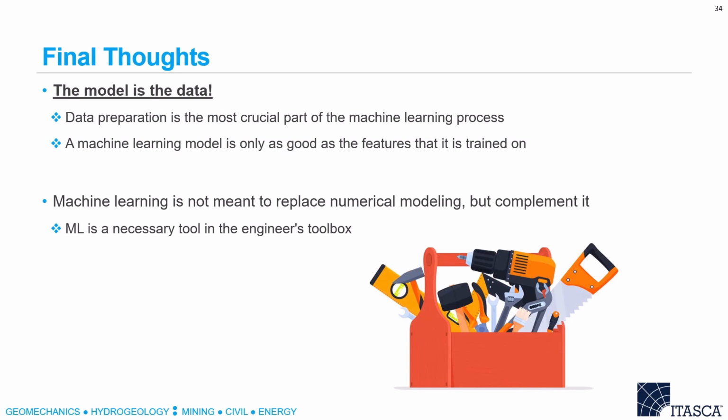And finally, machine learning is not meant to replace numerical modeling, but complement it. There will always be a place for fundamental mechanics-based understanding of Earth materials, and numerical modeling will continue to be useful. Machine learning is simply another useful and necessary tool in the engineer's toolbox.